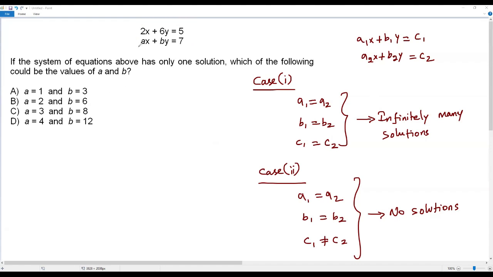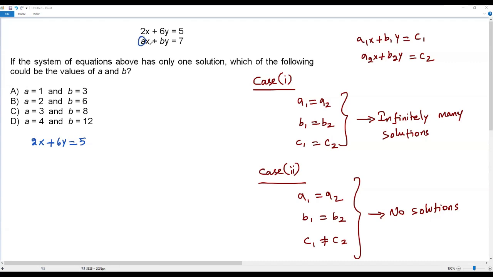Okay, so our information says the given system over here has only one solution, so we have to find the values of the constants a and b. For that we have to check the given answer choices one by one. Now let me check answer choice A, that is I am going to take a equals 1 and b equals 3. Let me write the first equation in the given system as it is, 2x + 6y = 5. In the second equation I'm going to plug in the values that we have in answer choice A, that is lowercase a equals 1, lowercase b equals 3.